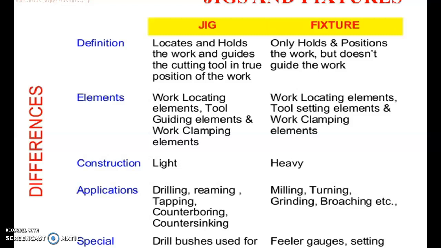As per the construction, jigs are light and fixtures are heavy. As per the application, jigs are used for drilling, reaming, tapping, counterboring, countersinking, and fixtures are used for milling, turning, grinding, broaching like operations. Some special features: drill bushes are used for tool guiding in the case of jigs only, but in the case of fixtures, feeler gauge and setting block are used to adjust the position of the tool in relation to the work.